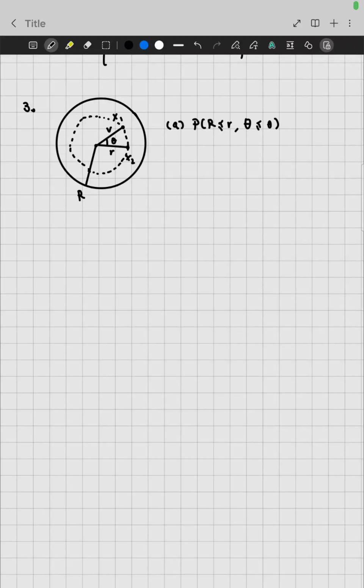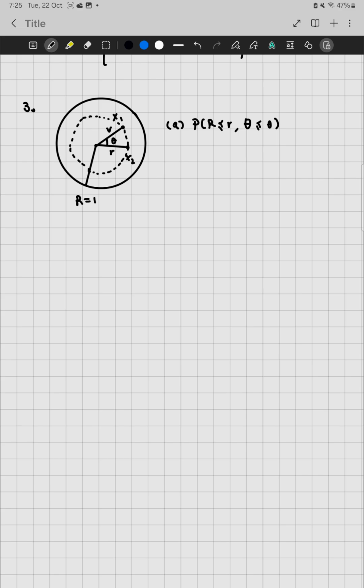The question is, a dart is equally likely to land at any point (x1, x2) inside a circular target of unit radius. So the dartboard is a circle with radius 1, and they are asking us to find, first, the joint cumulative distribution function. A joint cumulative distribution function is a cumulative distribution function with two variables, 2D. We just name it joint; it's the same thing.